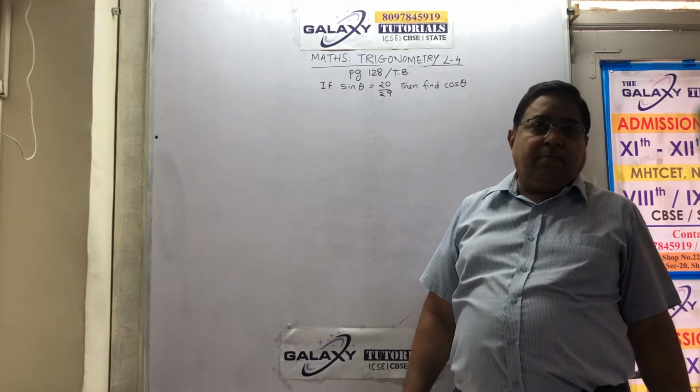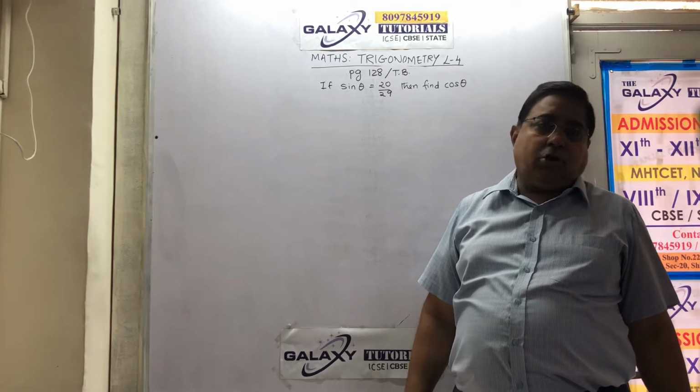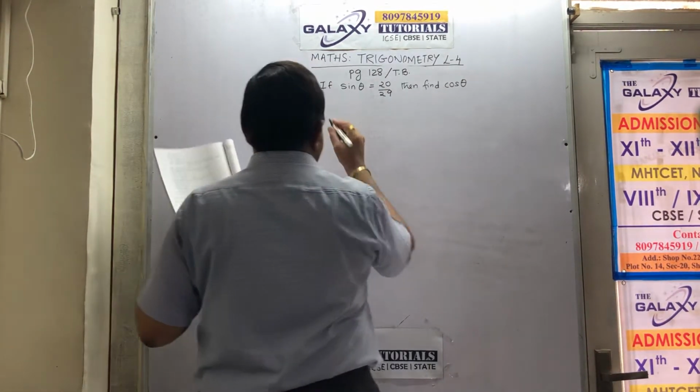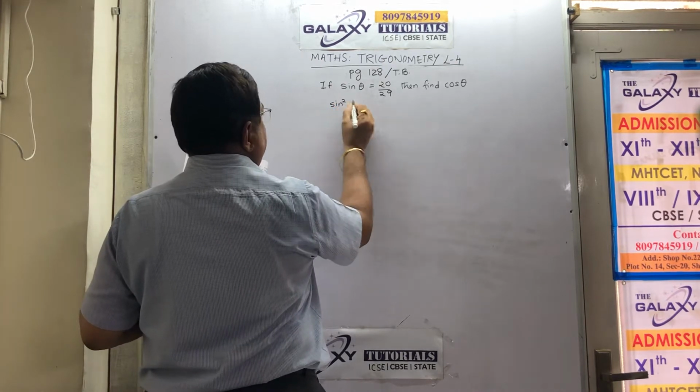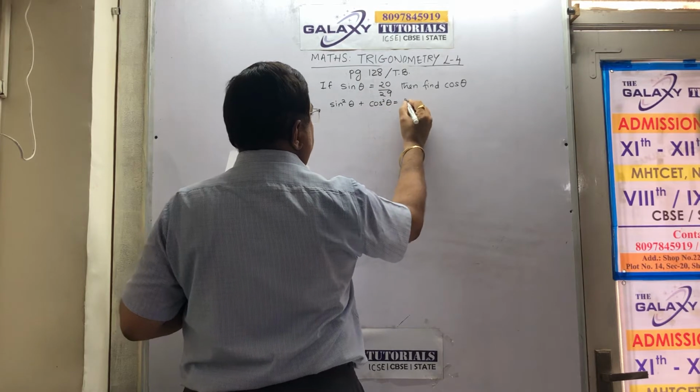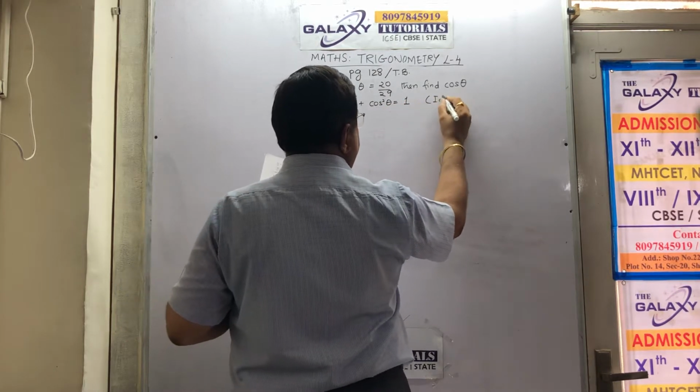Remember my identity number 1, sine square theta plus cos square theta is equal to 1. We will use the identity sine square theta plus cos square theta is equal to 1. That was the identity I gave you.